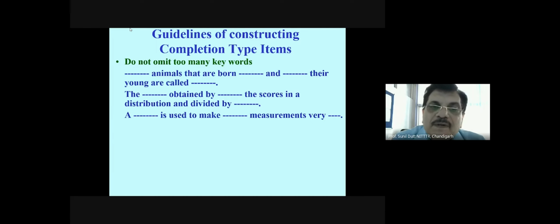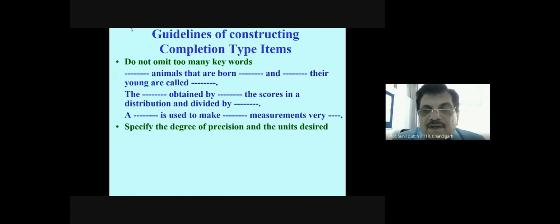The dash is obtained by dash the scores in a distribution and divided by dash. The mean is obtained by adding. This question I have taken from the Punjab Board of Technical Education. A dash is used to make dash measurements very dash, so very vague type. Now again, specify the degree of precision and the units desired.